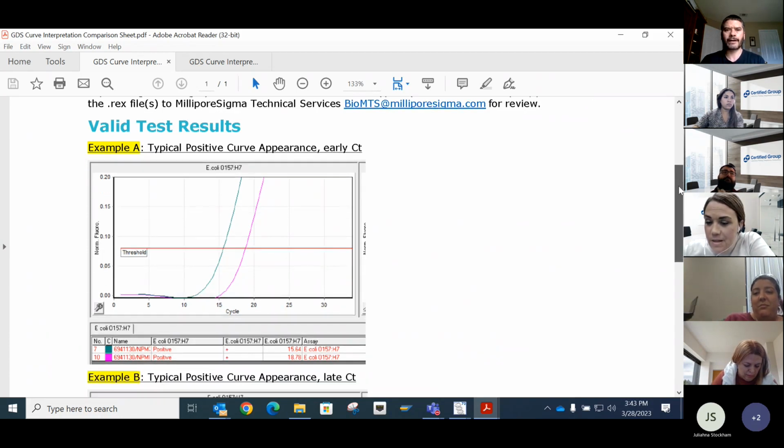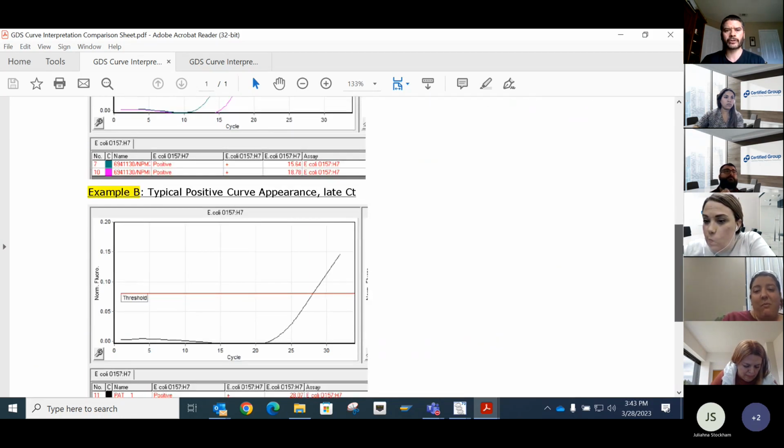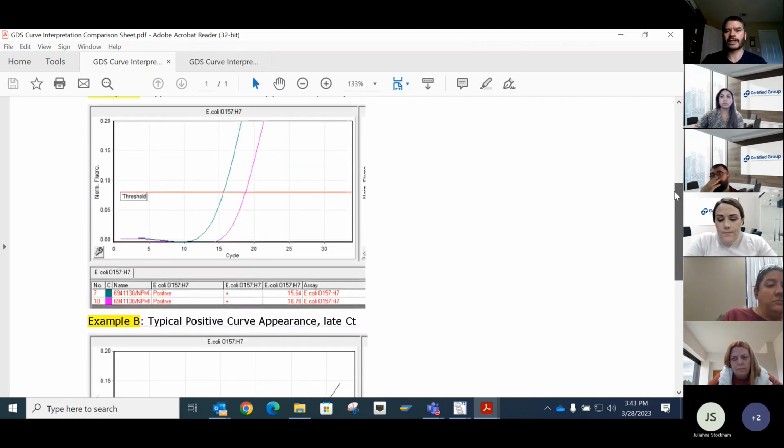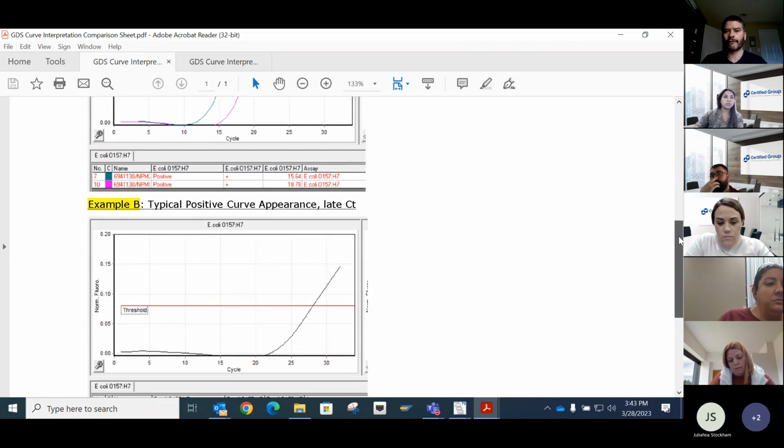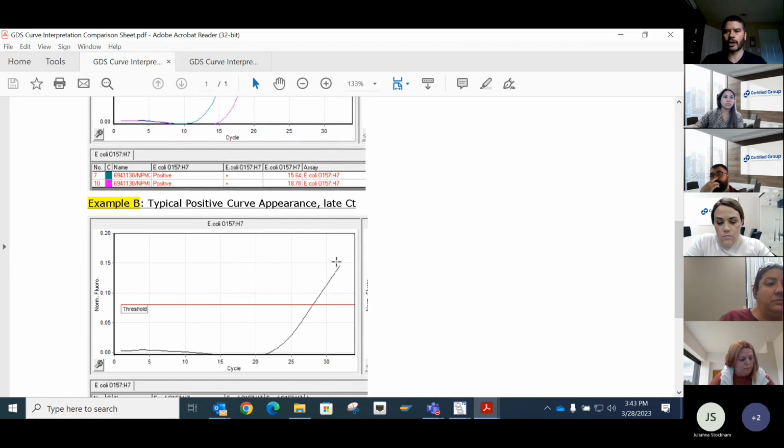The other graph on this page is really what we see. You will see these on a regular occurrence too. These are what we call more weak positives. Definitely still a valid positive. If you notice, the line is moving up in an exponential fashion, not quite at the slope that you see here when we have much more stronger positives, but still a very valid positive. The line is moving upwards.